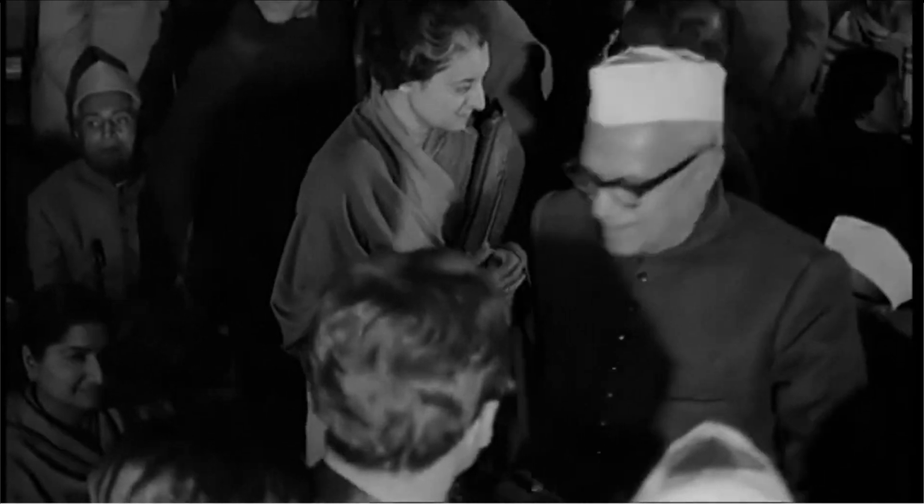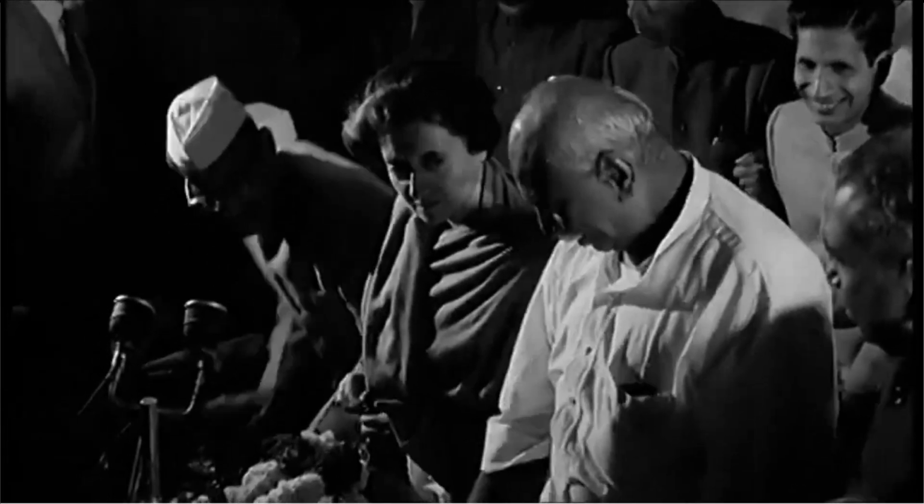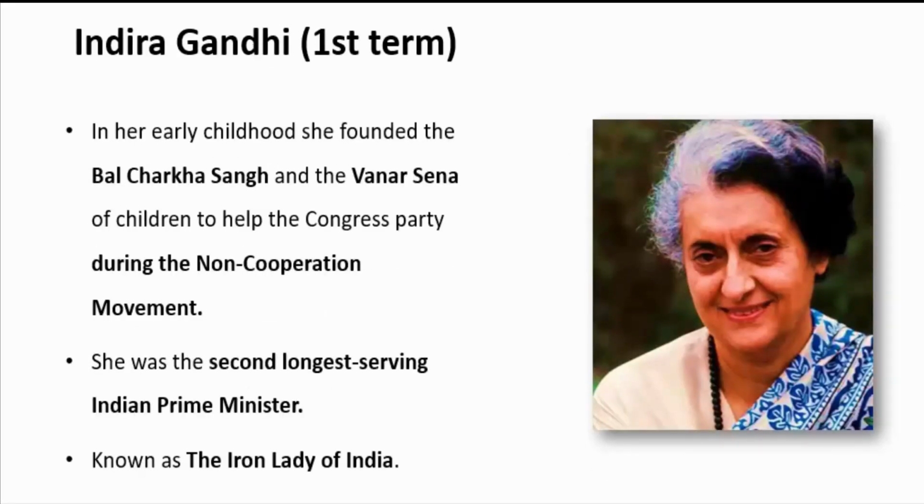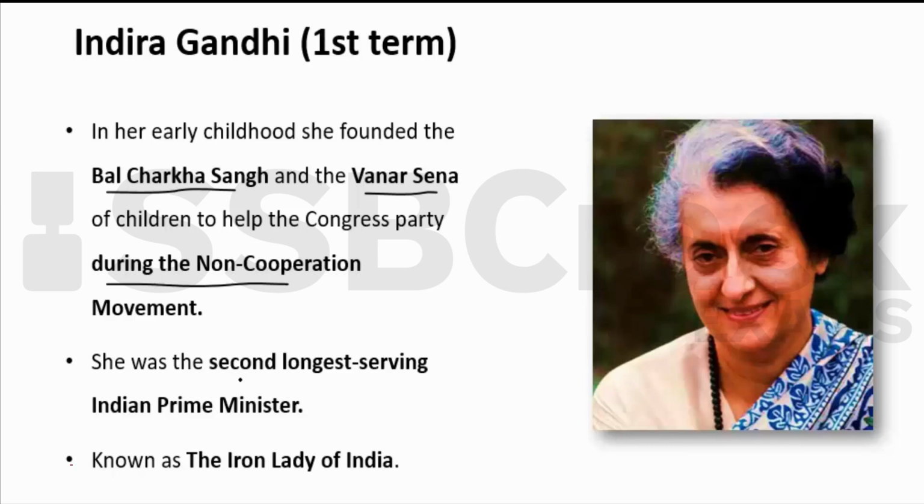And apart from that, she has also got many honorary doctoral degrees from different universities. And there is this very important and interesting thing about her that in her early childhood, she founded the Bal Charkha Sangh and the Vanar Sena. Basically, these two groups were of children, to help the Congress party during the non-cooperation movement. And she was the second longest serving Indian Prime Minister after her father Pandit Jawaharlal Nehru ji. And due to her tough decision-making skills, she is also known as the Iron Lady of India.